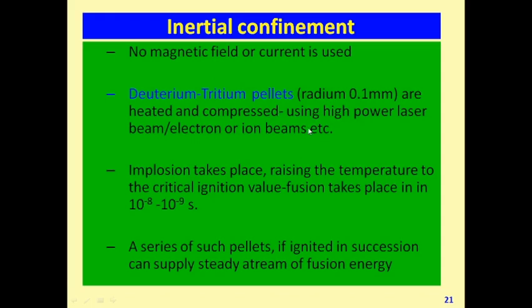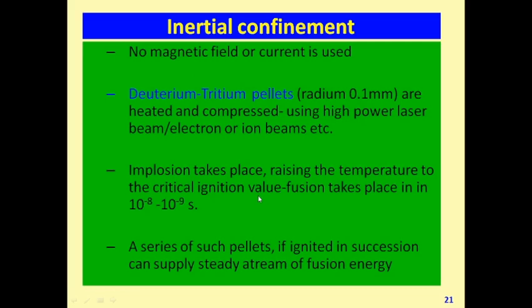Using laser beams or electron beams, we are heating deuterium tritium pellets of very small radius, 0.1 millimeter, and they are being compressed. When they are compressed beyond a particular value, implosion takes place. Explosion is always outward and implosion is inward. And when there is an implosion, the temperature rises to the critical ignition value. That means fusion requires a critical ignition temperature.